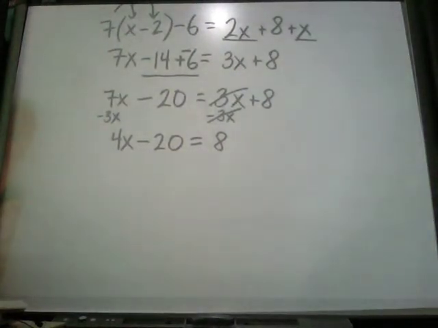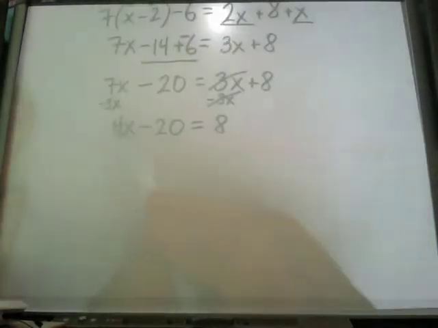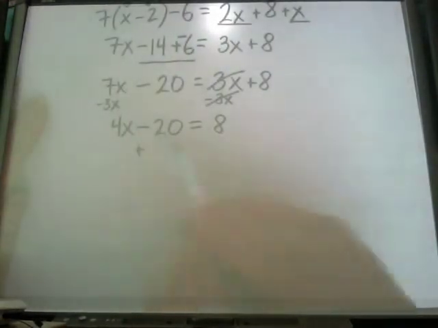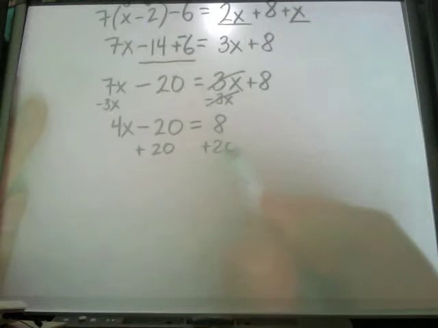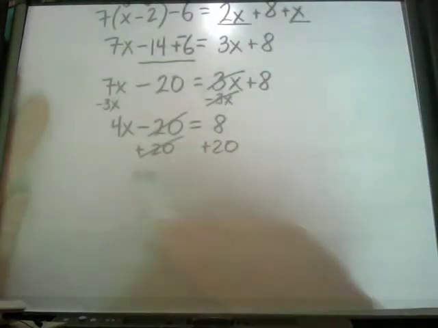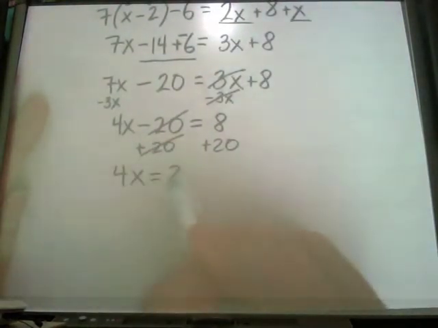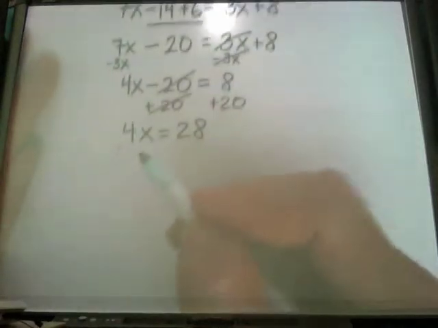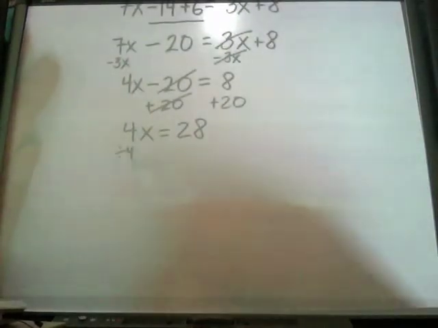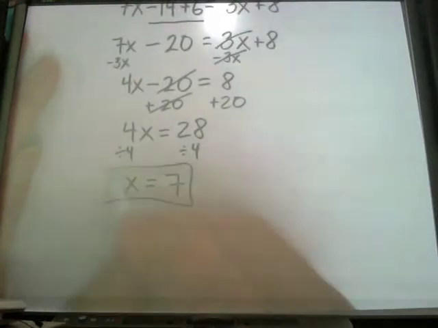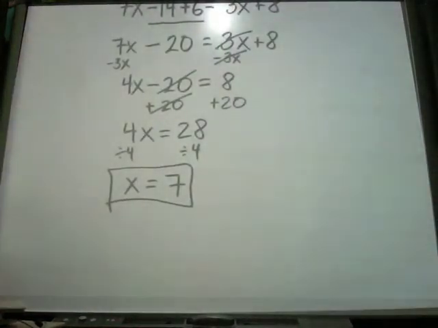Now I'm back to like lesson 3.3, multiple transformations, multiple operations. I leave the 4x alone. I start by undoing minus 20 by doing the opposite, plus 20. I get 4x equals 28. And finally, I divide both sides by 4, and I get x equals 7. Okay.